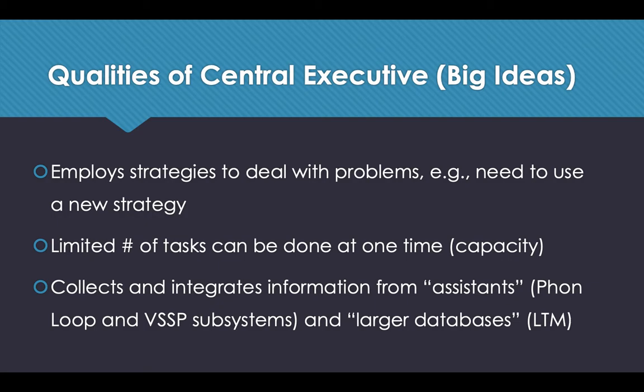As you are probably starting to gather, the central executive is really important for complex tasks. It employs the strategies we need to deal with problems. Although we are still talking about working memory, so we have to remember that our central executive also has a limited capacity, in that only a certain number of tasks can really be done at one time. If you're thinking about the central executive as a boss, it collects and integrates information from its assistants, the phonological loop and Visuospatial Sketchpad, and from larger databases, like your long-term memory. And all of these things work together to form your working memory.